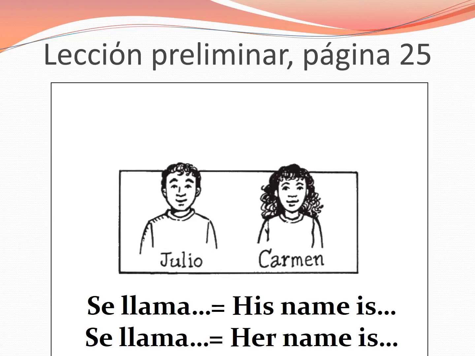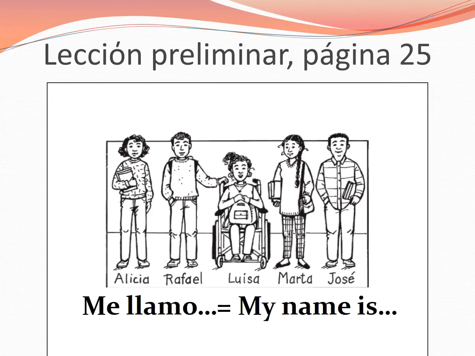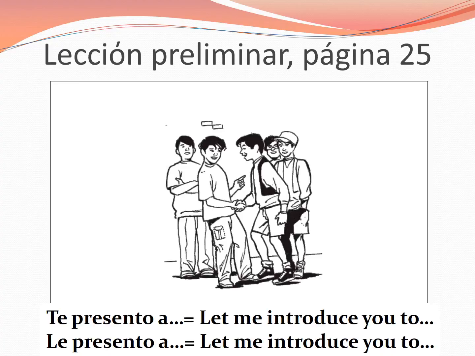Se llama blank. His name is blank. Se llama blank can also mean her name is blank. Me llamo blank. My name is blank. Te presento a blank. Let me introduce you to blank. Le presento a blank. Let me introduce you to blank. The first one that uses te is used with someone you're on a first name basis with, similar to tú. The second one, le presento a, is the one that you would use with a person you're on a last name basis with, if you call them Mr. or Ms. or Doctor or things like that. It would be the formal form that you would want to use.